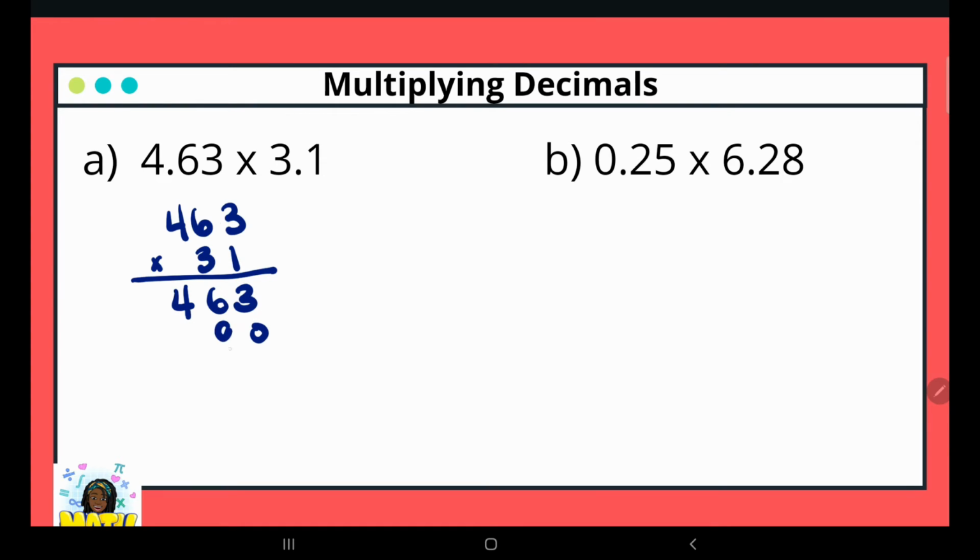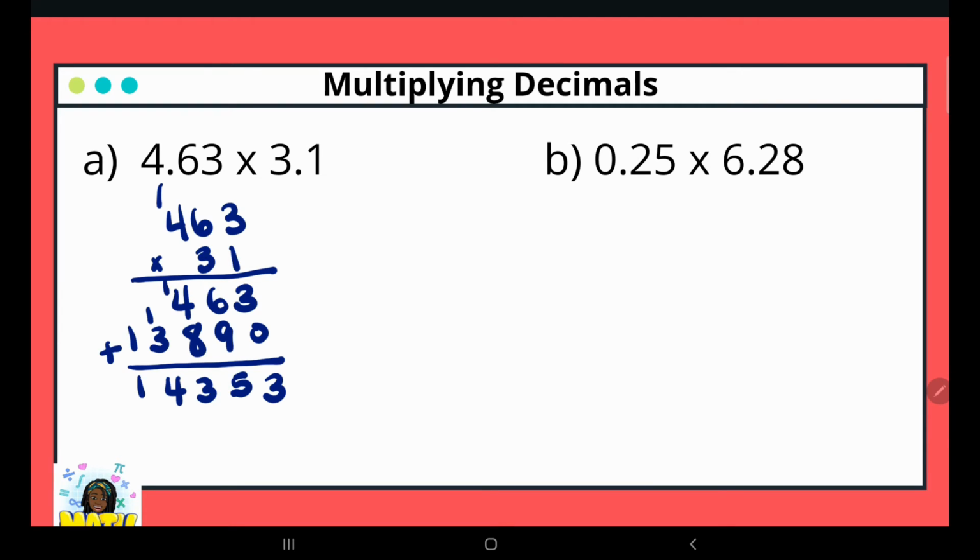3 times 3 is 9, 3 times 6 is 18, 3 times 4 is 12, and 1 is 13. Now let's go ahead and add. 3 plus 0 is 3, 6 plus 9 is 15, 4 plus 8 is 12, and 1 is 13. 3 plus 1 is 4, and we bring down that 1.